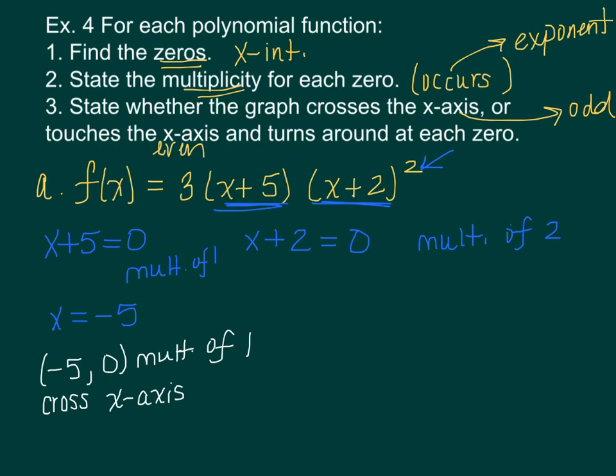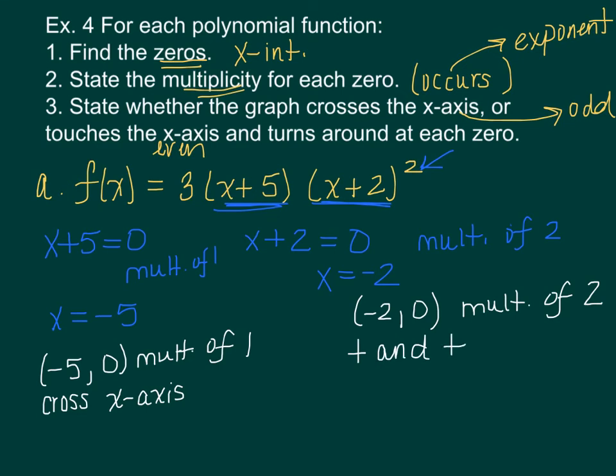Okay, my second 0 was x equals -2. So it was -2, 0, with the multiplicity of 2. So since my multiplicity is even, it's going to touch and turn. Touch the x-axis and turn around.